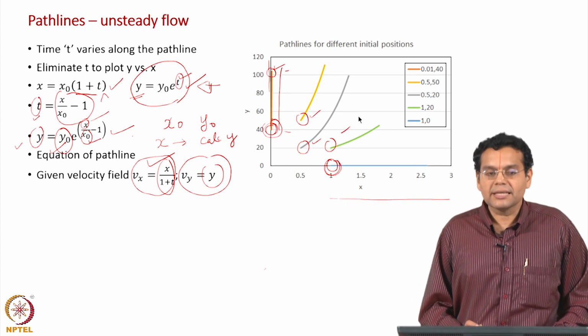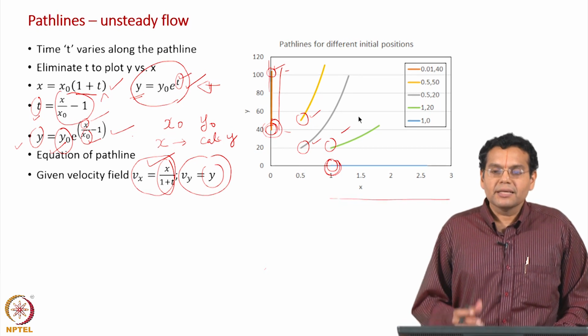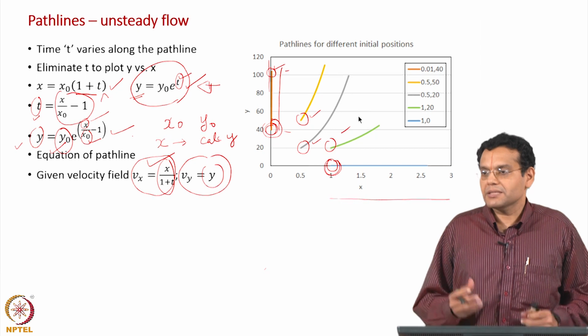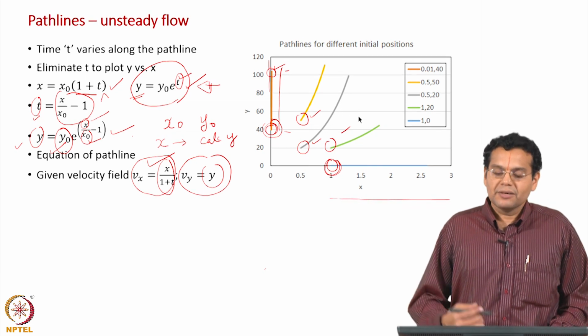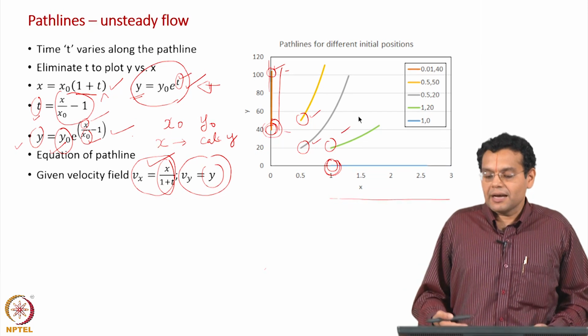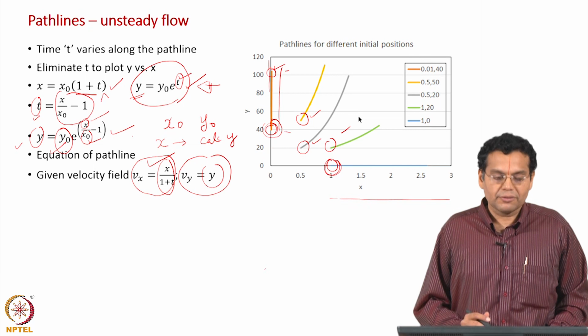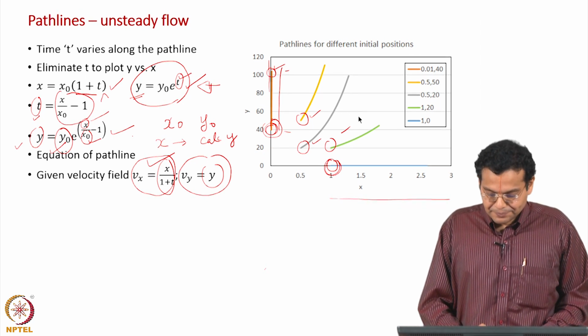You can also see that these path lines do not coincide with the streamlines which we have seen. It is an unsteady state flow field. We had streamlines change based on the instant, and these path lines do not coincide with those of the streamlines.